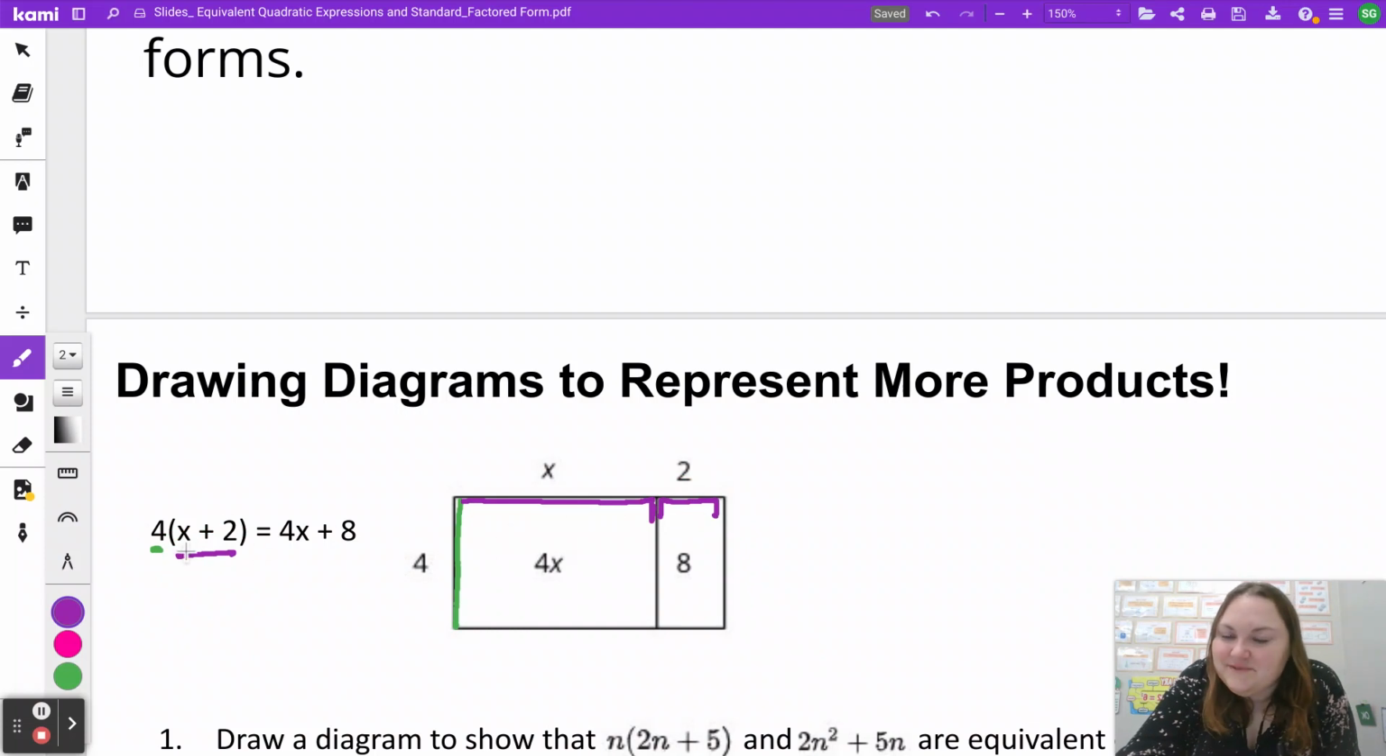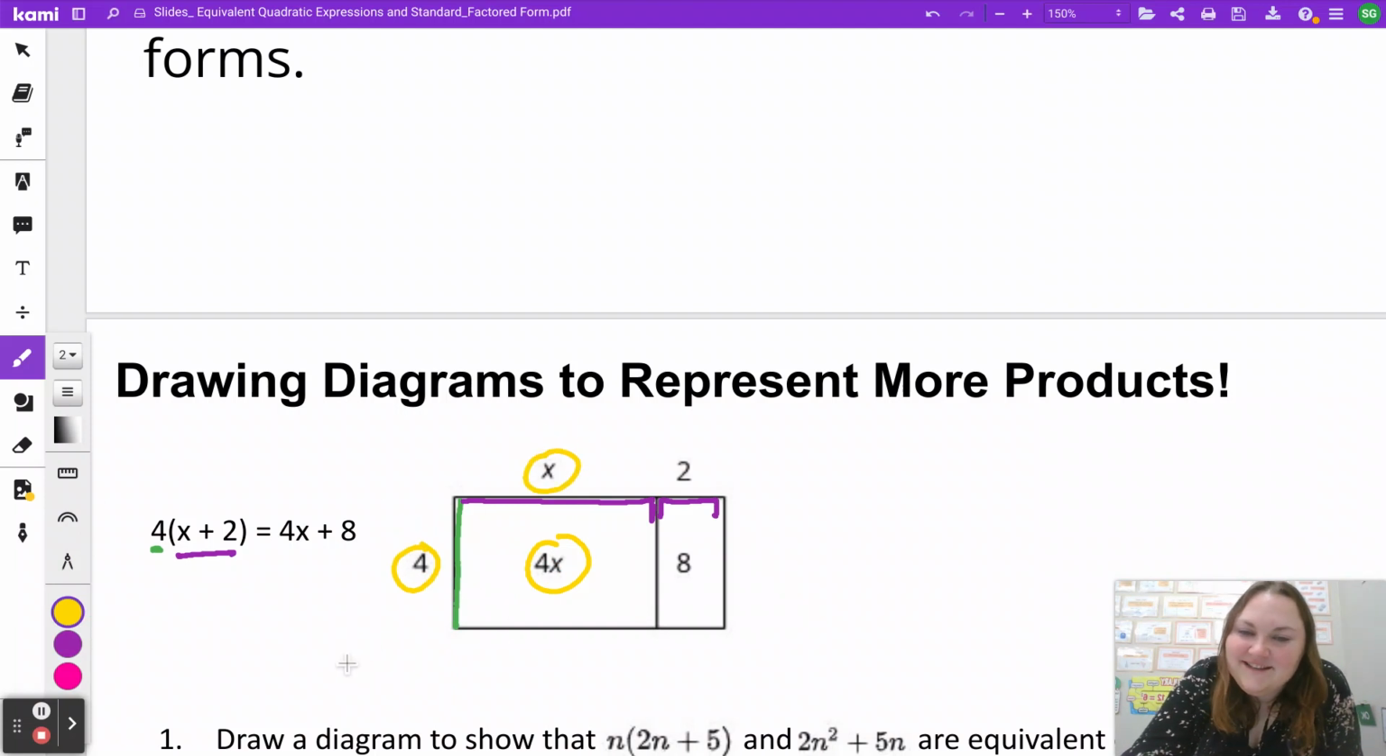Because there's 2 terms, the x and the 2, I needed 2 parts to that side of the rectangle. When it comes to using this diagram to help you rewrite that expression, the reason we like this is because it shows the 2 multiplication problems we need to do. In order to get this answer right here, we took 4 times x, and in order to get the second answer here, we took 4 times 2. So it's just a different way to show that multiplication.